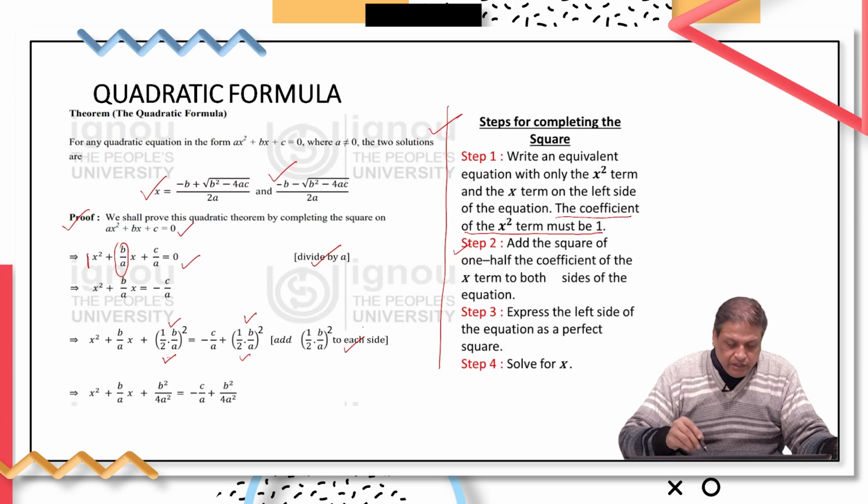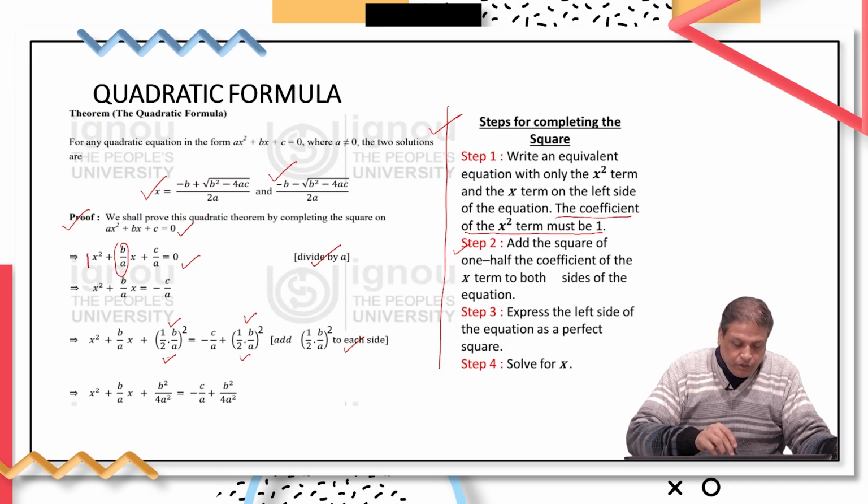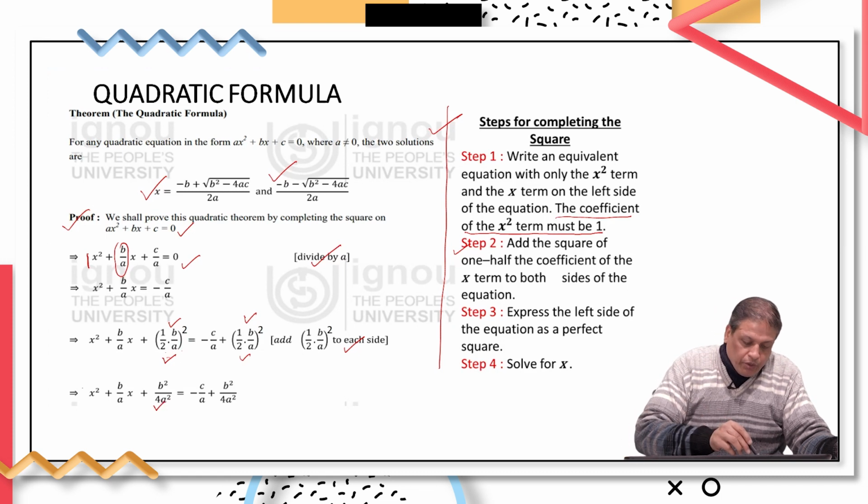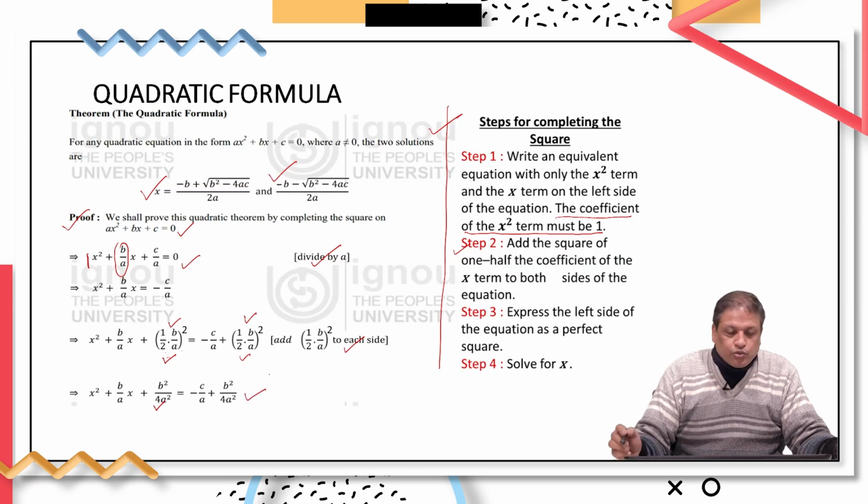So after this, when we solve it, b by a into 2a whole square will turn out to be b square by 4a square. So the new equation is x square plus b by a x plus b square by 4a square is equal to minus c by a plus b square by 4a square.